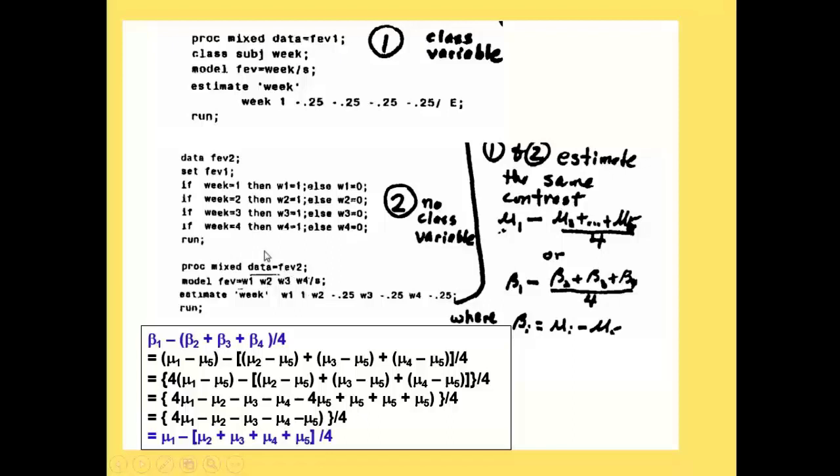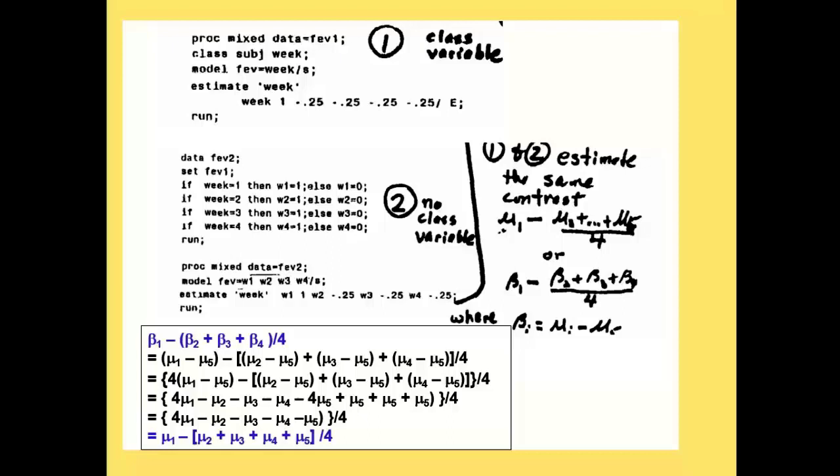How does this model compare with this model? Look at those two models. There are two ways of doing the same model. One way is having a class variable and letting the computer define dummy variables with the referent group being week five, and the other is defining the dummy variables specifically yourself. That's what the second one's doing. So you can do it either of two ways, and it's up to you to decide what you want to do.